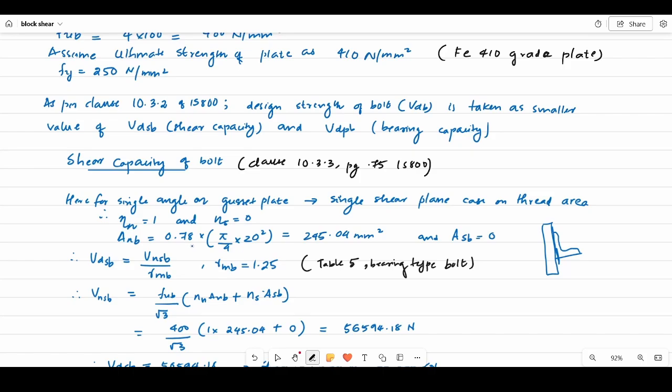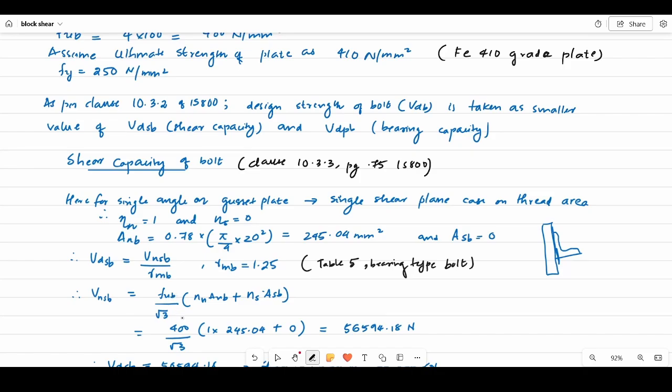And for the thread area, the area has to be multiplied by 0.78 times the nominal area of the bolt, which is a 20 mm bolt. It will be pi by 4 into 20 squared. Why we are applying 0.78 is that for threaded areas the area will be lesser compared to the shank area, so to accommodate that we are multiplying it by 0.78. Since n_n and A_nb are considered and a single shear plane is there, the n_s will be 0 and A_sb will be 0.